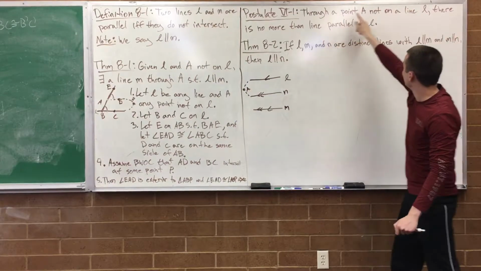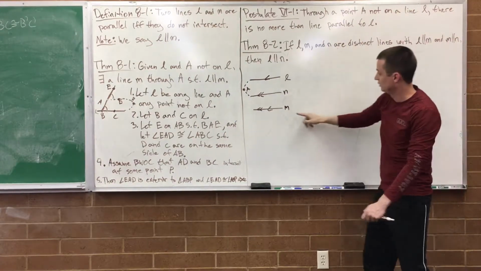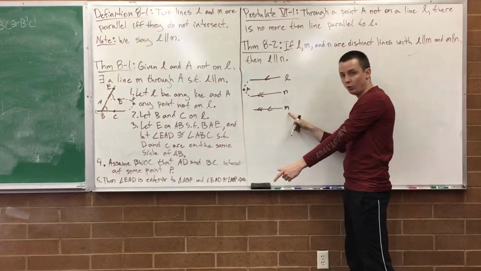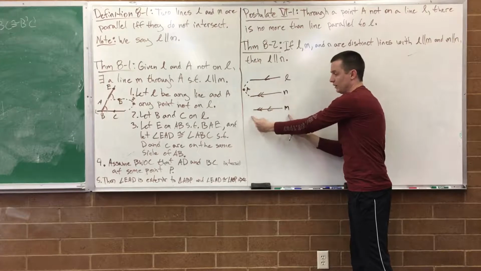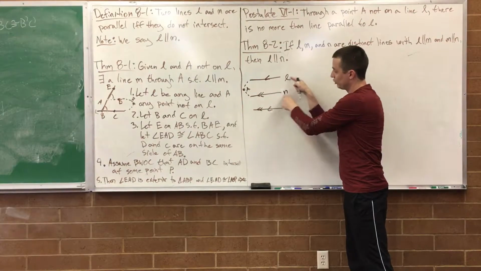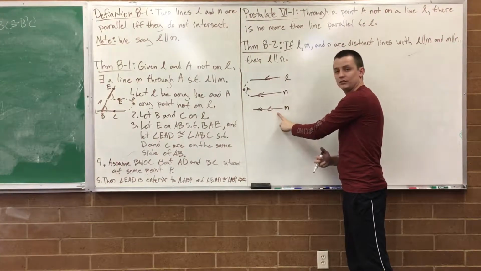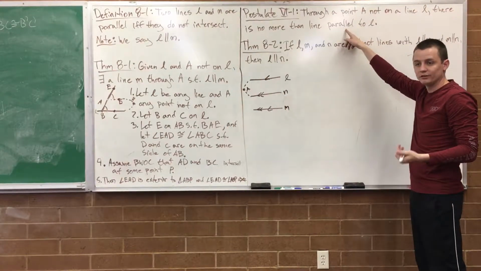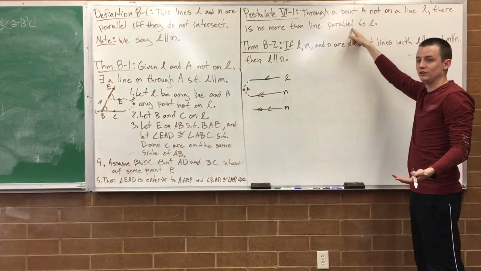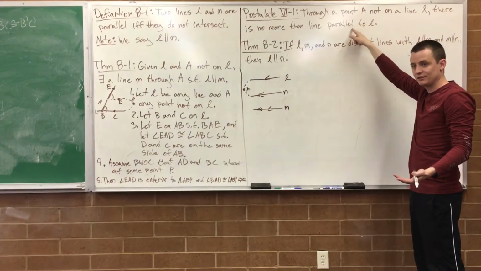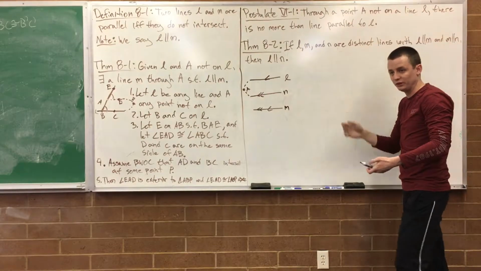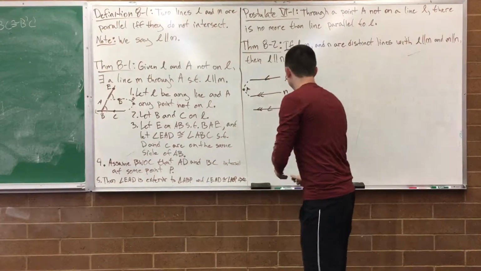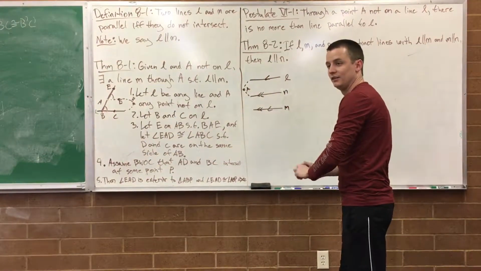That's what this postulate is saying. Through a point A, not on M this time, there is one and only one line through A parallel to M. Here we have two lines going through A parallel to M. That can't happen. There's one and only one. That's our postulate. This isn't something we prove, it's a postulate. Does that make sense? Pretty simple? Okay. Do we need to write out the proof of that? Yeah? Alright.